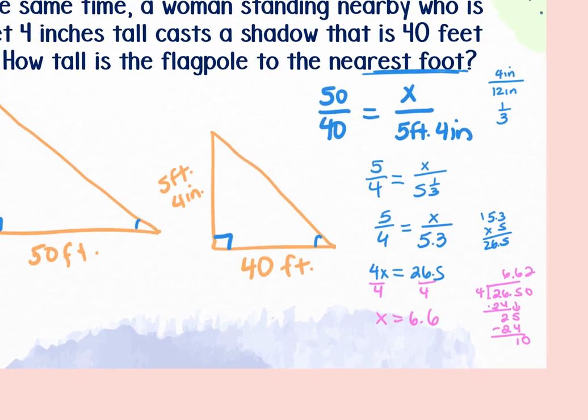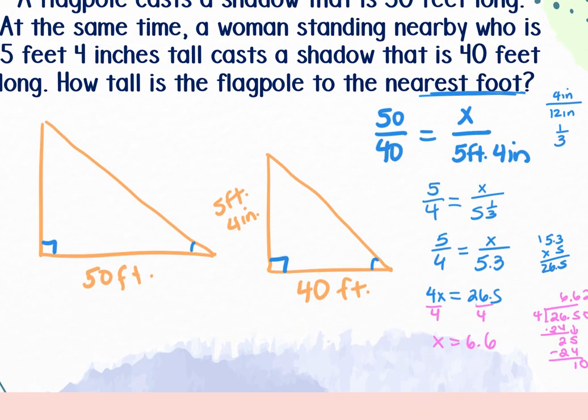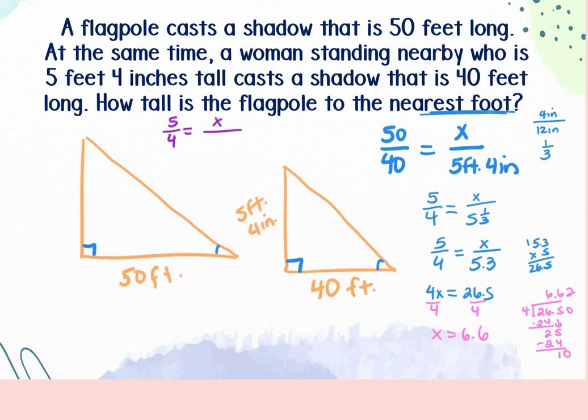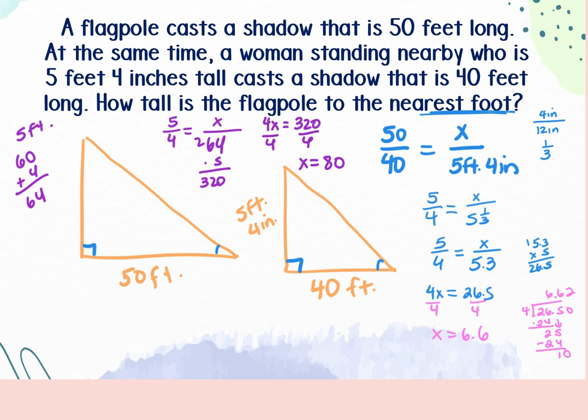If you put it into inches, 5 to 4 would equal x over how many inches are in a foot? 12. So in 5 feet, there's how many inches? 60 inches plus the 4 inches, so 64. And then we can cross multiply. 4x would equal 64 times 5, 320, and then divide by 4, and x is 80. But that's in inches, and you have to convert it back to feet. So I'd have to divide that by 12.